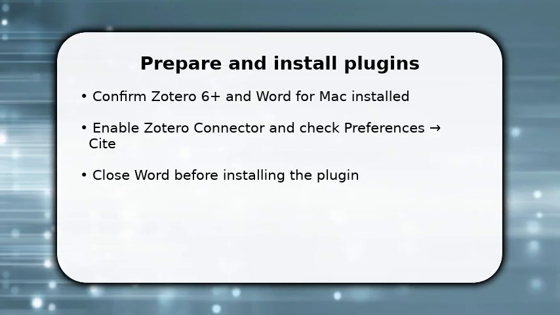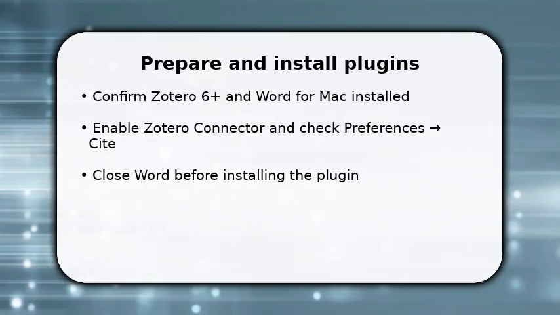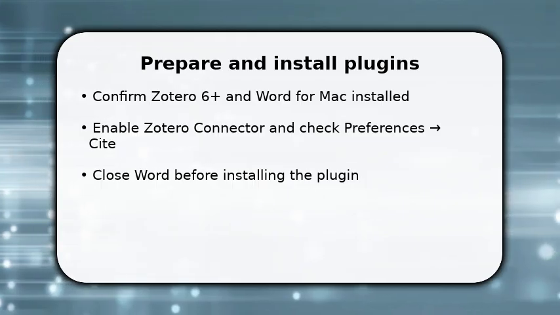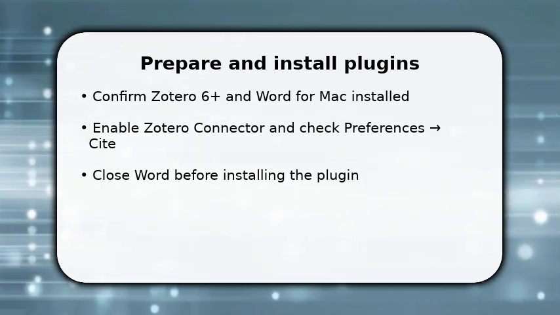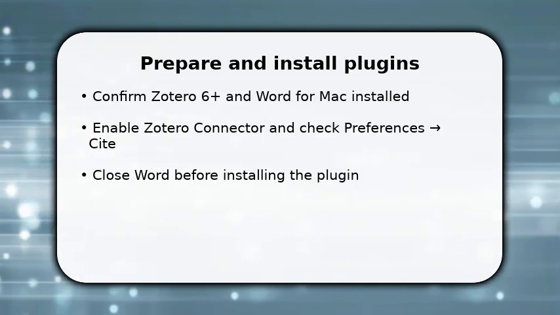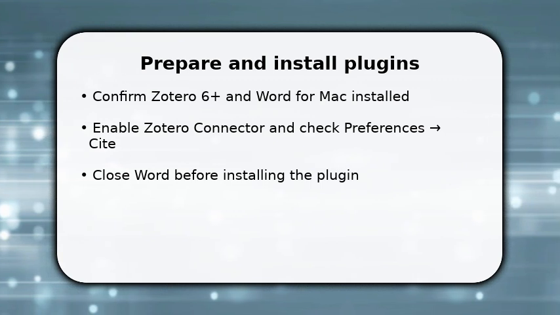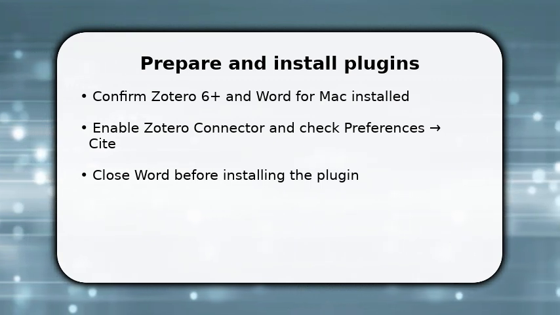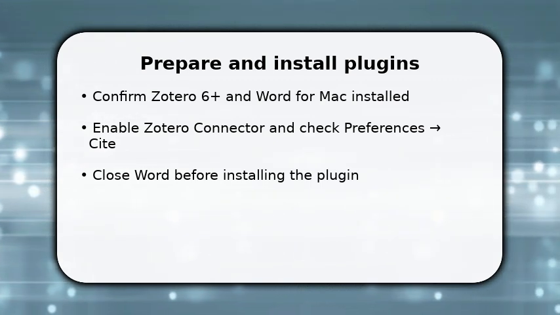If the plugin isn't listed, use Zotero's Install Microsoft Word add-in button. This step writes files into Word's add-ins folder, so take a breath and follow prompts. After installation, reopen Word to continue. Don't skip restarting Word because registration won't complete otherwise.